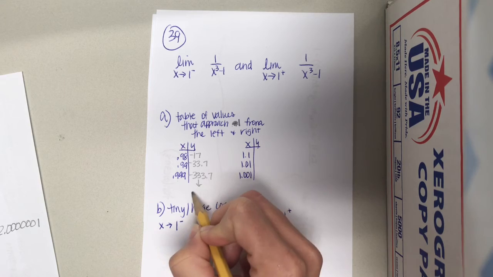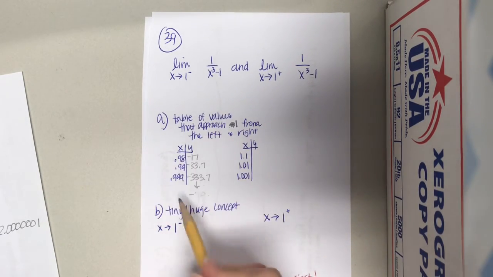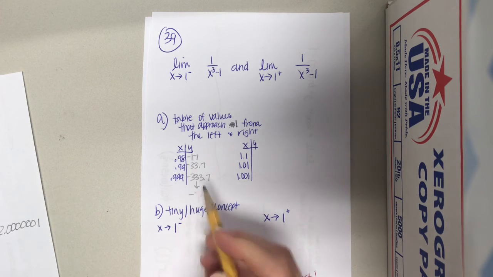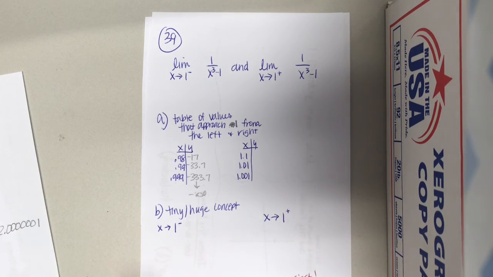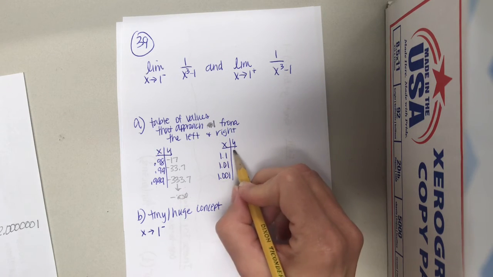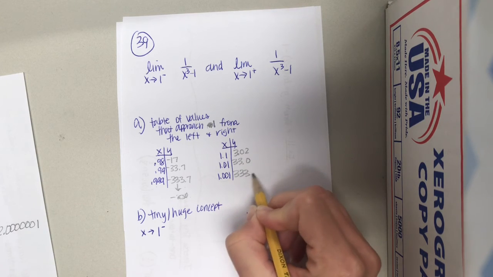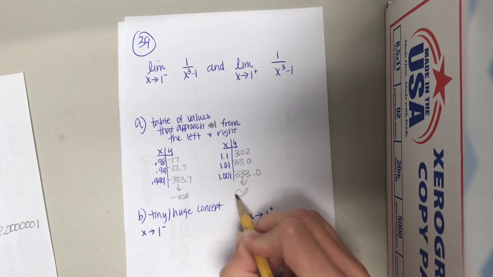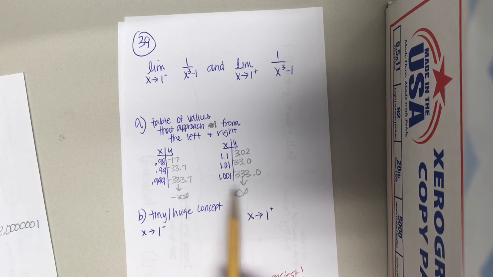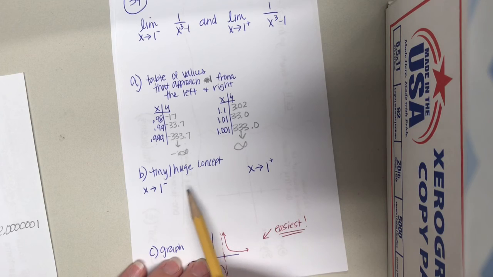-333.7. So this is approaching negative infinity. You can see that the closer I'm going to get to 1, this is going to grow really huge. So negative infinity. So over here, if I plug a 1.1 into this, 3.02, 33.0, 333.0, and you can kind of see that's approaching positive infinity. So that's a pretty easy way to see which way this graph is approaching from the left and from the right. Let's talk about that tiny, huge concept.